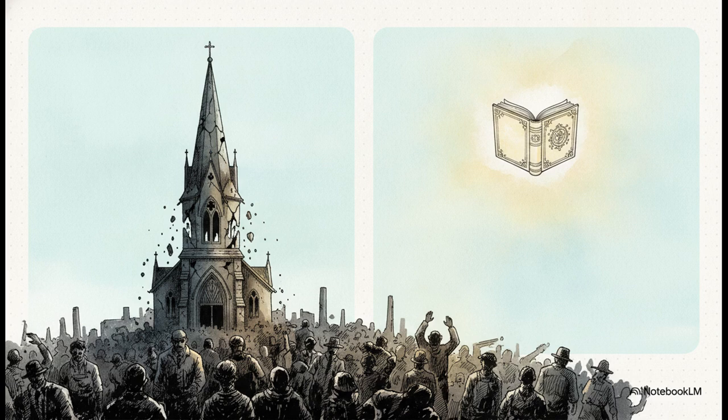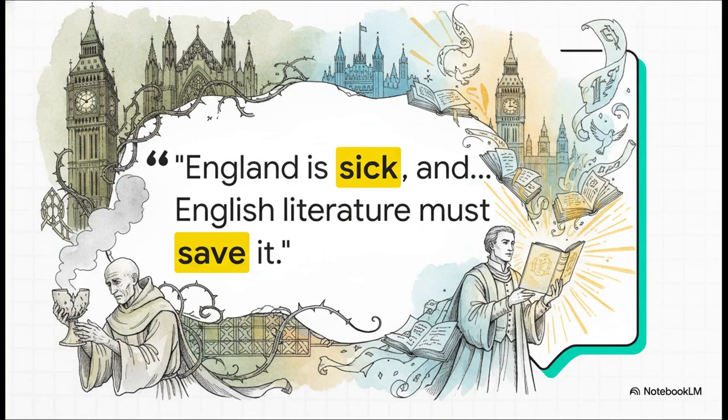And the answer they found? English literature. This brings us to a rather startling historical perspective. George Gordon, who was an early professor of English literature at Oxford, stated quite literally, "England is sick, and English literature must save it, to save our souls and heal the state." It is almost absurd to think about today, isn't it? Prescribing poetry to cure a political rebellion. But literature wasn't just viewed as a casual academic pursuit back then. It was explicitly positioned as a spiritual and political cure meant to step right into the massive void left by the failing church.